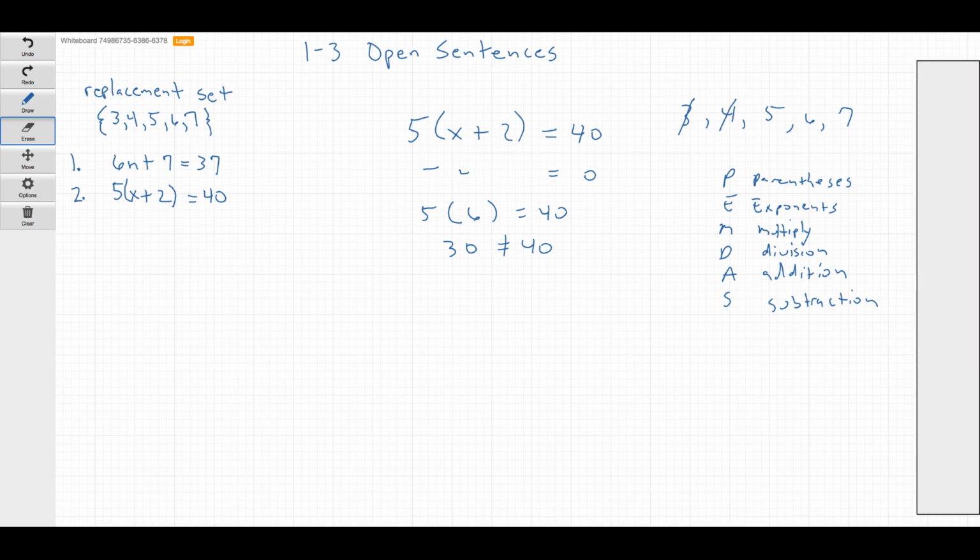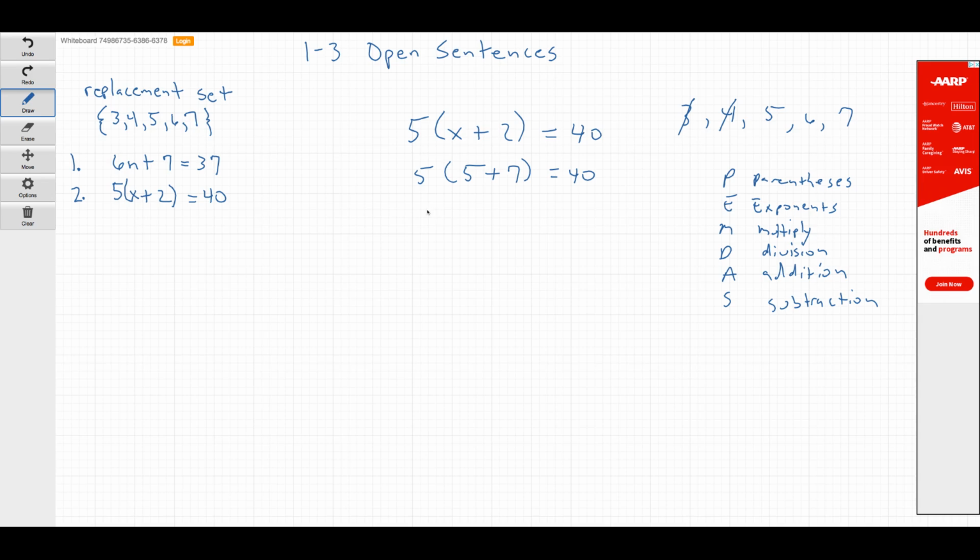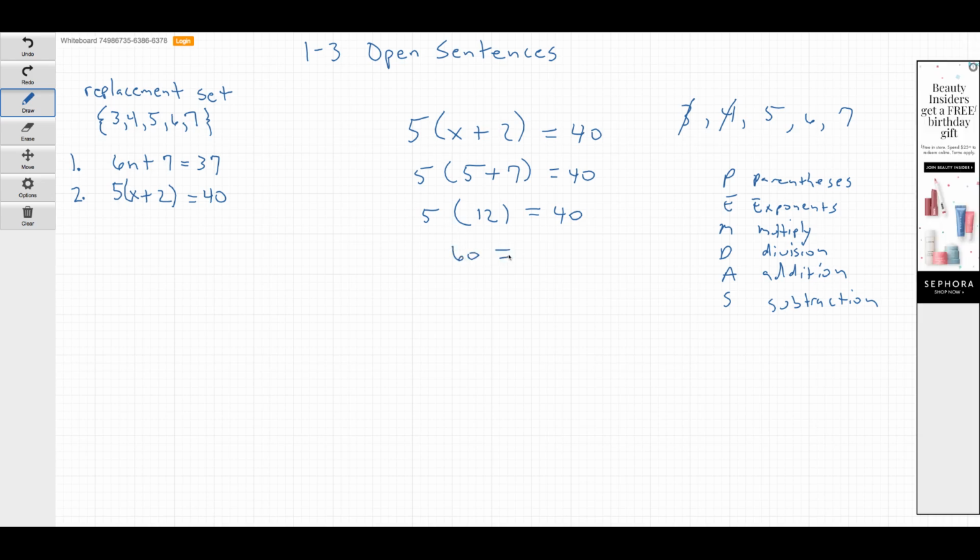So let's try this again. So we have 5 times 5 plus 2, 5 plus 7 actually, equals 40. Perform what's in parentheses first, which is 5 plus 7 is 12, equals 40. Then we multiply 5 times 12, which is actually 60. 60 does not equal 40. So 5 doesn't work as well.